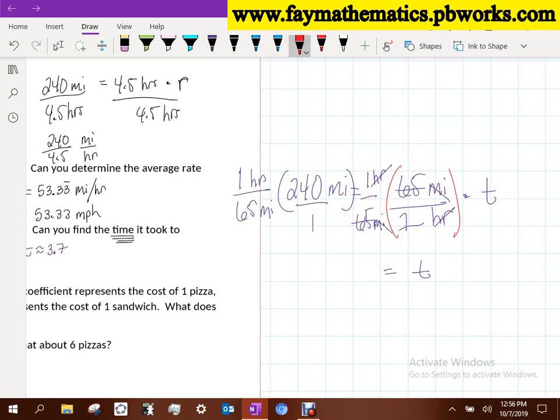So let's think about this. If I've got this 1 hour over 65 miles, 240 miles over 1, straight across, okay, you get hours and miles, right? Across the bottom, you get miles and nothing, correct? What's going to happen with that miles and that miles? Cancel out, okay? And what is the only unit you're left with? Hours. So that's where I get the 3.7 hours as my time. Being able to do that algebra with the units is important.